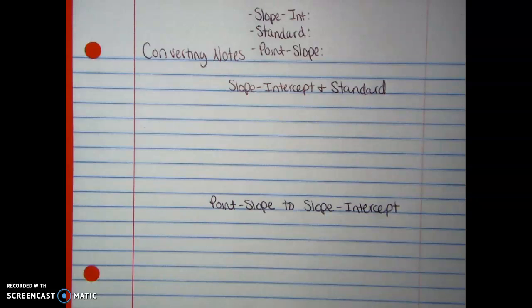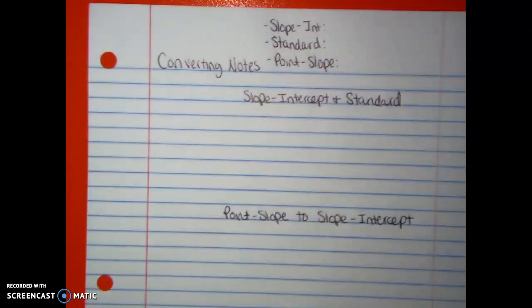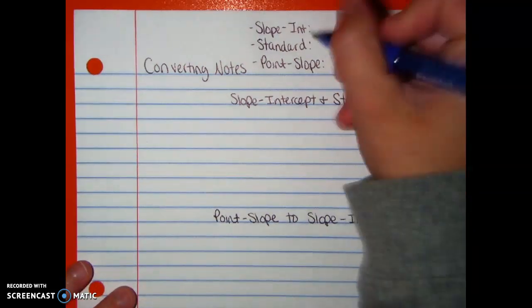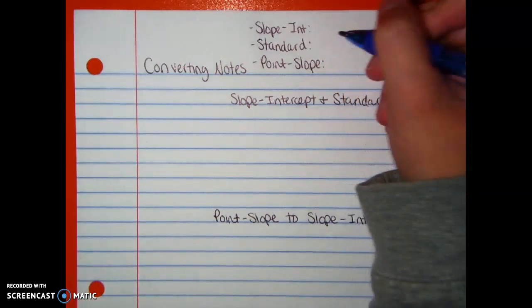These notes are on converting, and we're going to be converting between slope-intercept, standard, and point-slope form. Those are the three forms that you have learned. If you don't remember everything about those three forms, you may want to go back and look at your notes from previous sections. First thing we're going to do is write out our three formulas up here at the top.